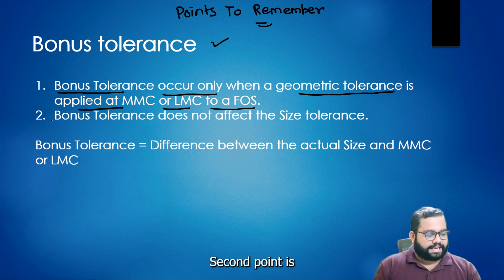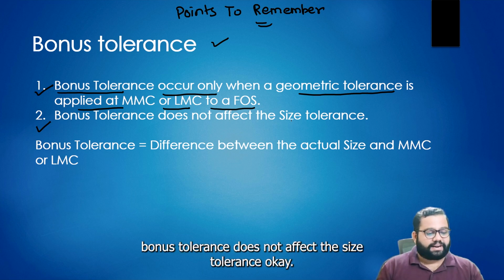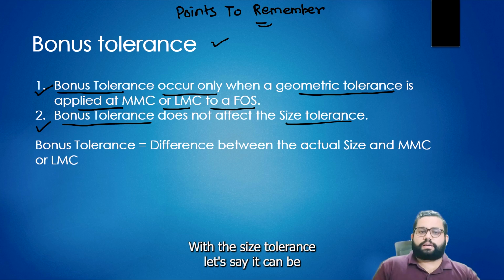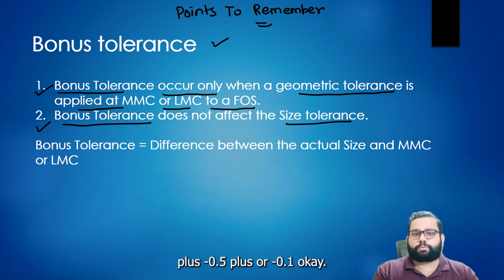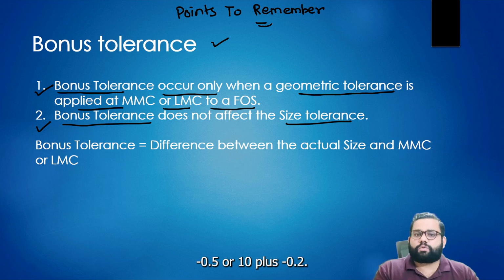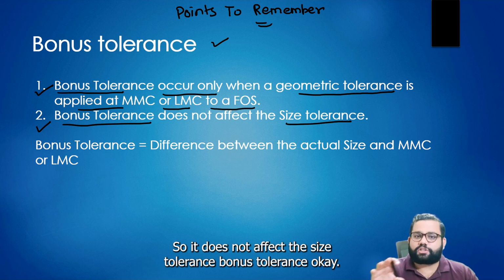The second point is that bonus tolerance does not affect the size tolerance. Whatever the size tolerance is, it can be plus minus 0.5 or plus minus 0.1. So it does not affect the size tolerance. It can be 10 plus minus 0.5 or 10 plus minus 0.2. Anything can be that size dimension. So it does not affect the size tolerance.